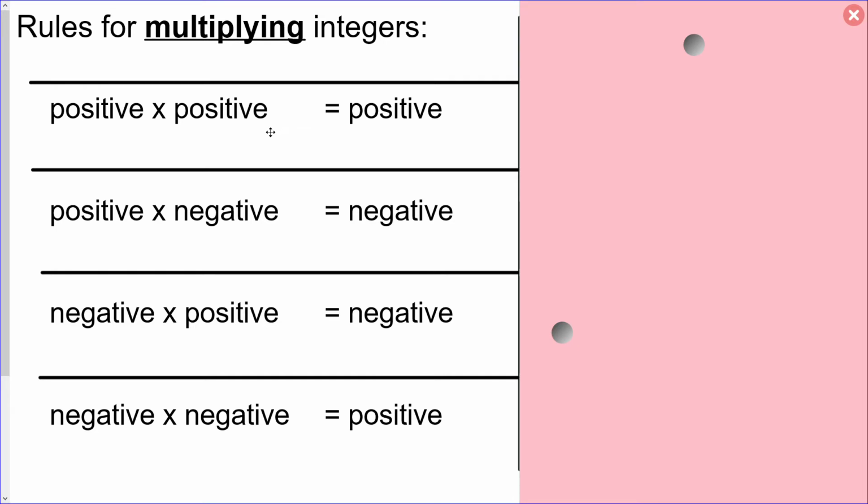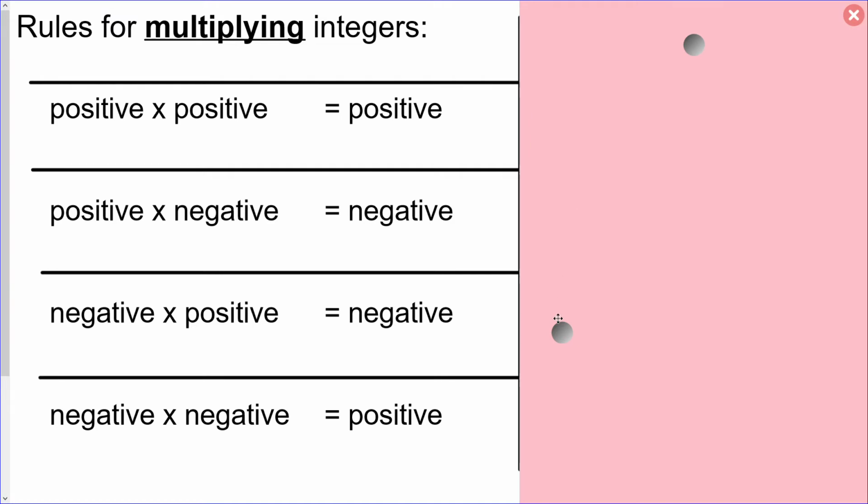Another way to help remember these is that if the signs are the same, so positive and positive, or negative and negative, your answer is positive. Same signs equals a positive answer. If the signs are different, meaning a positive and a negative, or a negative and a positive, same thing, your answer will be negative.